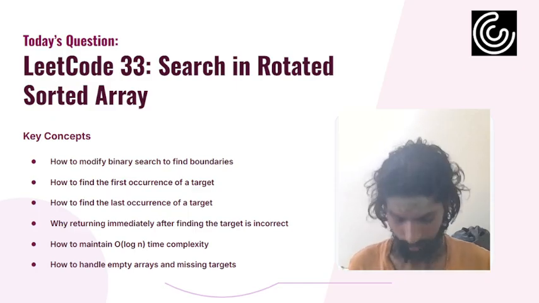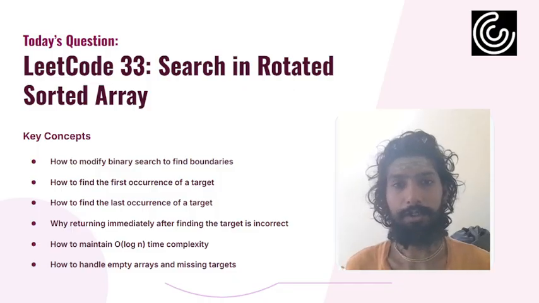In this video, we are going to solve LeetCode problem number 34: Find First and Last Position of Element in Sorted Array. This is a medium level binary search problem and it teaches us an important idea. How do we modify binary search when finding the target is not enough?